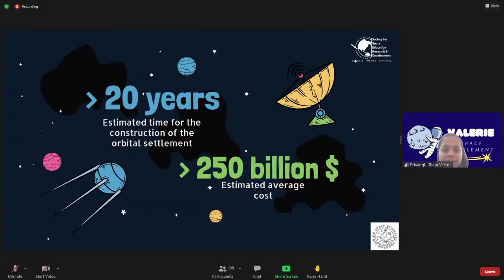The average building time of our orbital settlement is more than 20 years, and the estimated average cost of the whole settlement is around $250 billion. And we would like to point out that this is a global project in which several companies and countries are going to be investing, and we are interested in investors and sponsors.